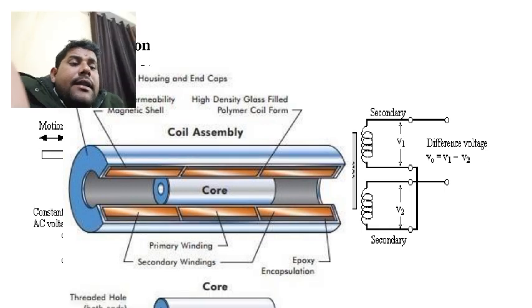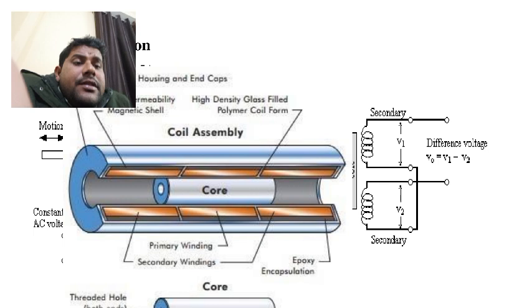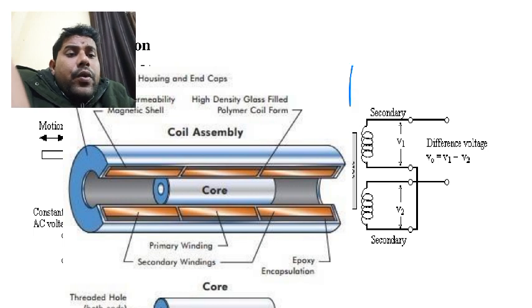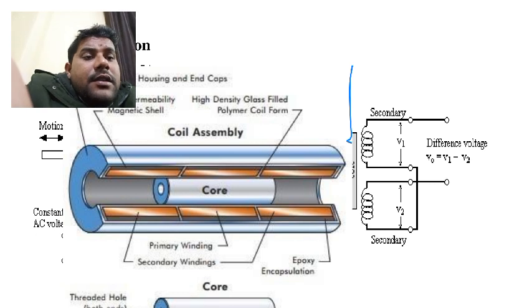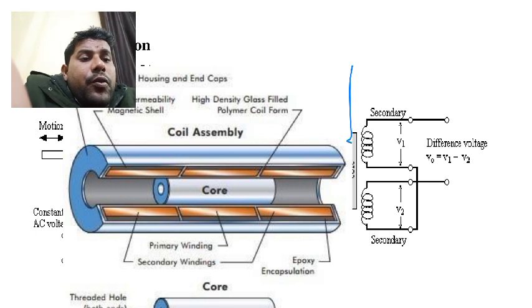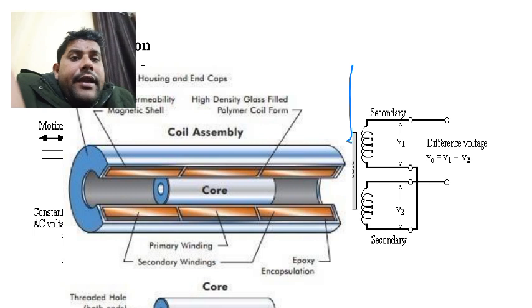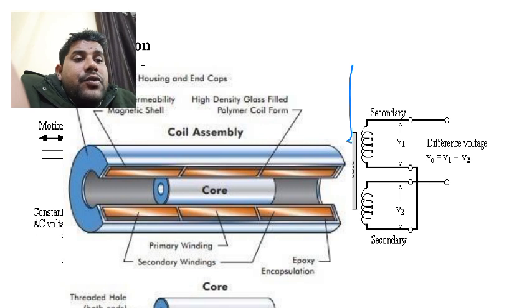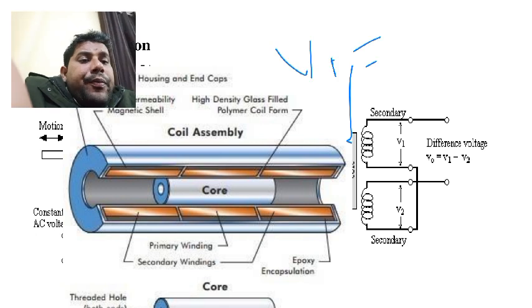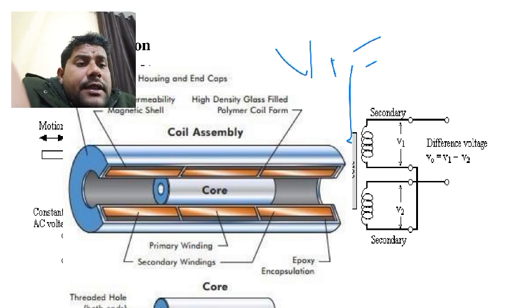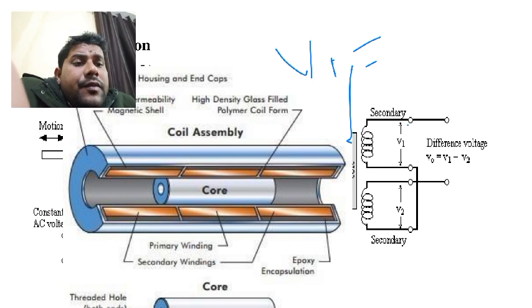So this is the construction. This is the secondary coil. This is the core. This is the secondary one. The outputs of the two secondary coils are connected in phase opposition. That's why we can write the output as V1 minus V2. So these secondary coils are connected in phase opposition.